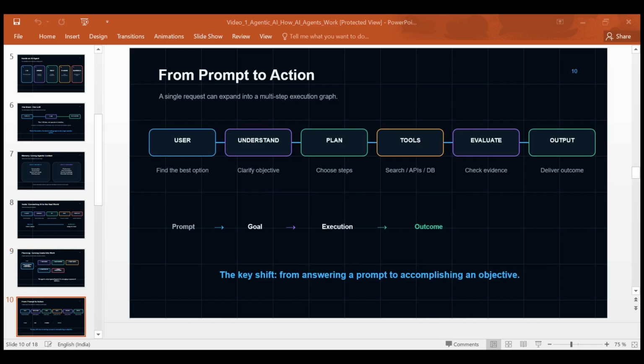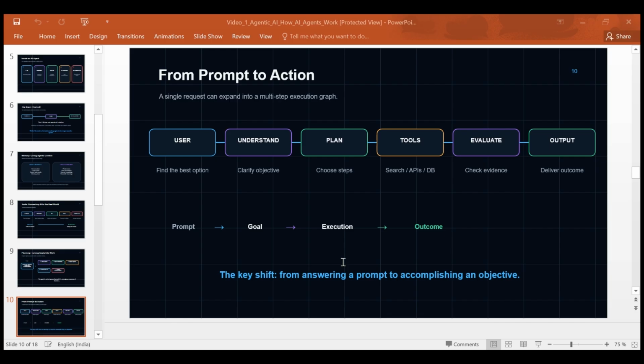So now let's discuss from prompt to action. What does it actually mean? In this, we are just going to put the pieces together. A user starts with a request. The agent first interprets the objective. It then determines what needs to happen, selects an appropriate plan, and chooses the tools required to execute that plan.